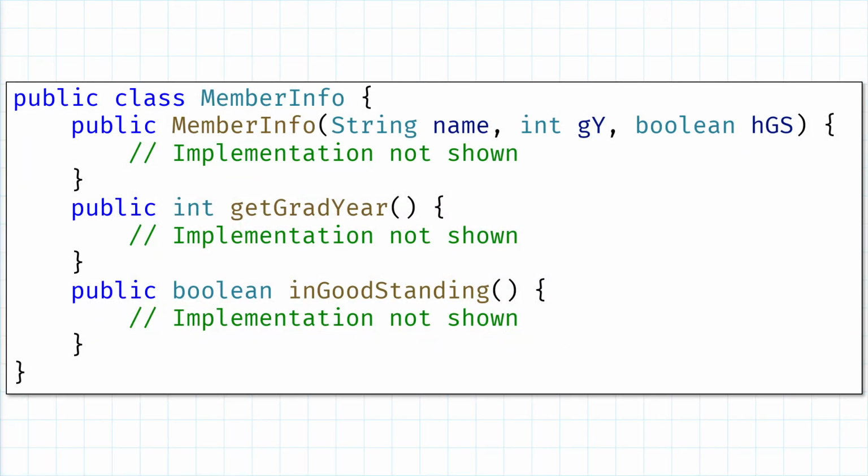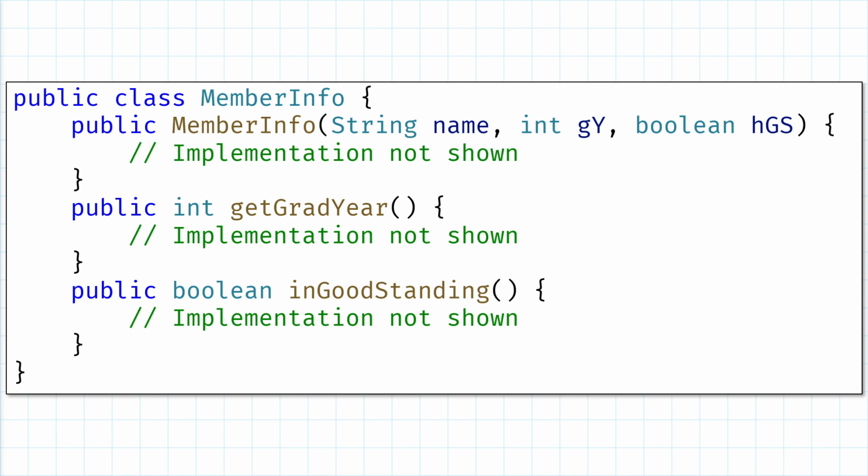Let's start by looking at the member info class. Everything you need to know about this class is given to you. Notice the methods aren't actually implemented, which doesn't really matter. It's okay for us to treat this class like a black box. We know what it does, but don't have to care how it does it.